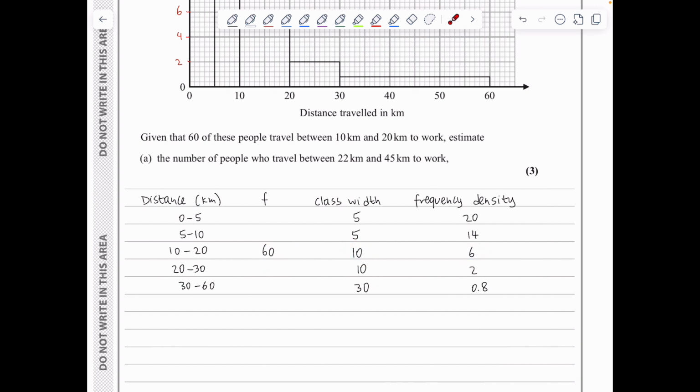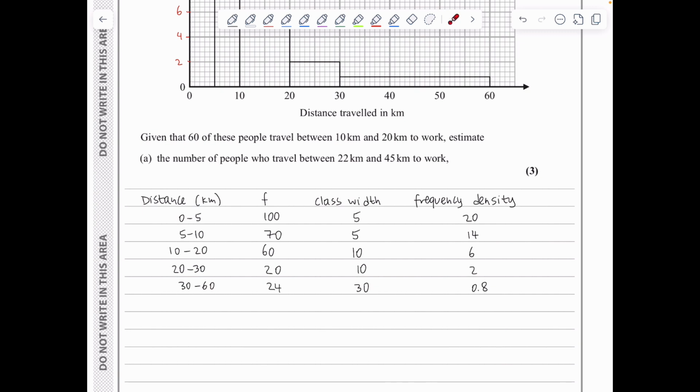And knowing that if I multiply the class width by the frequency density, I'm going to get the frequency, I can proceed with the rest of the rows on my table to find the missing frequencies here. So 5 times 20 is 100. Then we've got 5 times 14, which is 70. Then it's 10 times 2, which is 20. And then 30 times 0.8, which is 24.